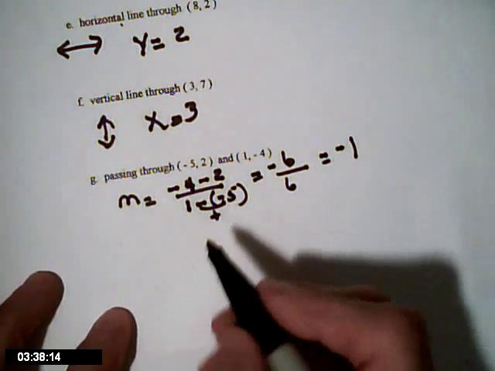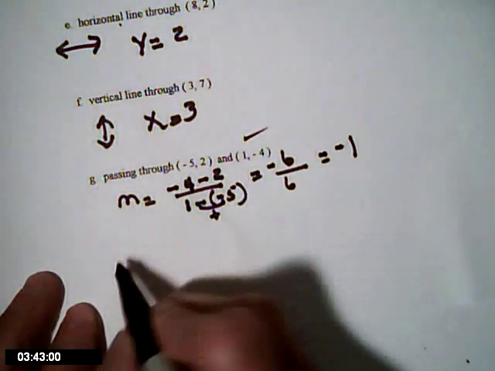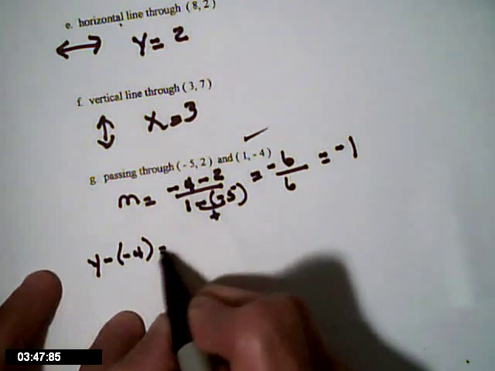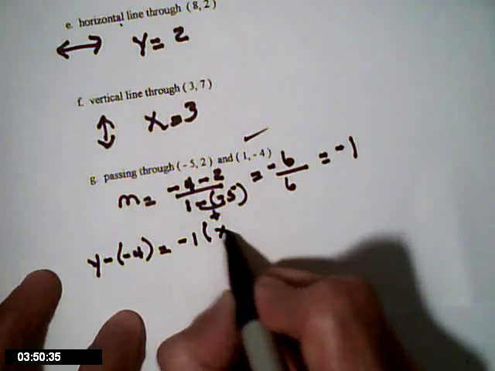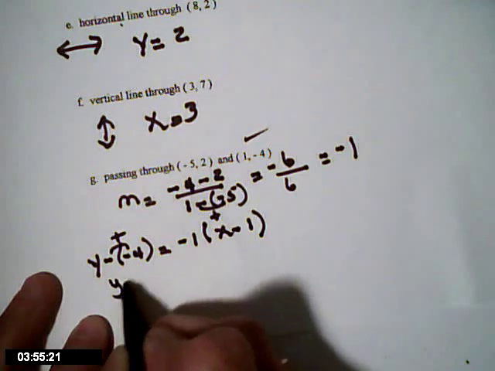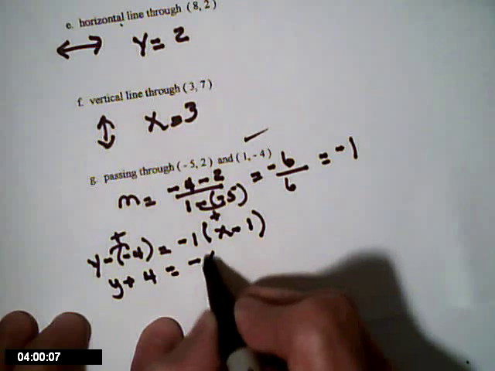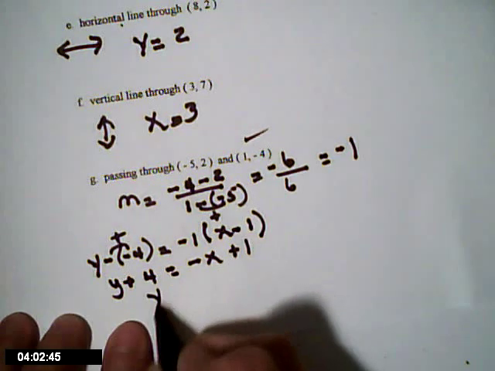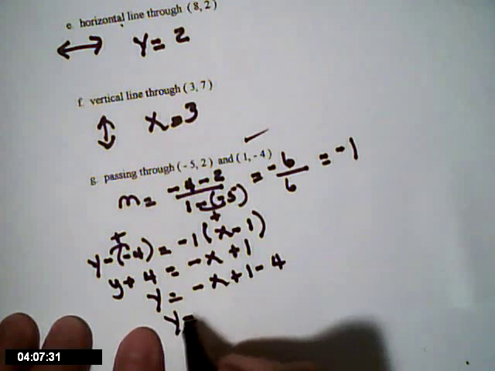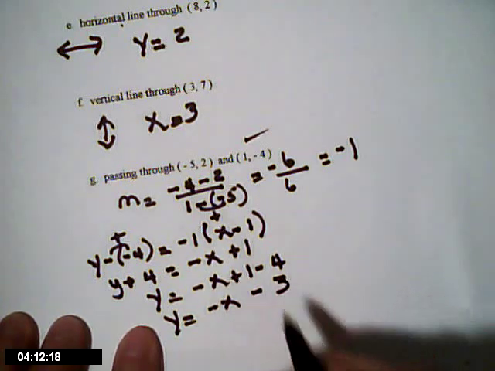Now we're going to go into point-slope form. You can use either of these 2 points you want to. I'm going to choose to use that one. y minus y equals m times x minus x. 2 negatives become a positive. y plus 4 equals, let's distribute, multiply, negative x plus 1. I'm going to move the 4 over, and it would change to a negative. And finally, that's going to give me y equals negative x minus 3.